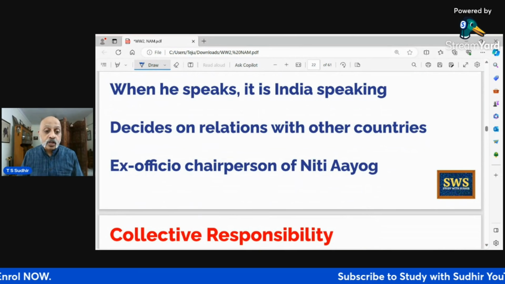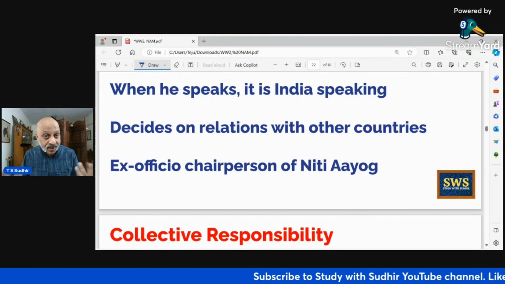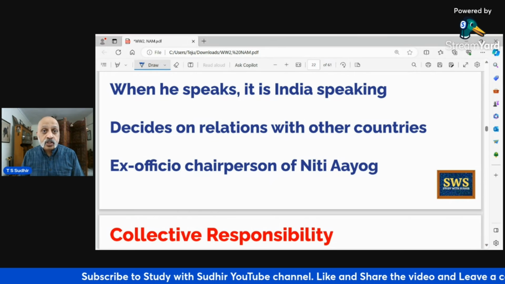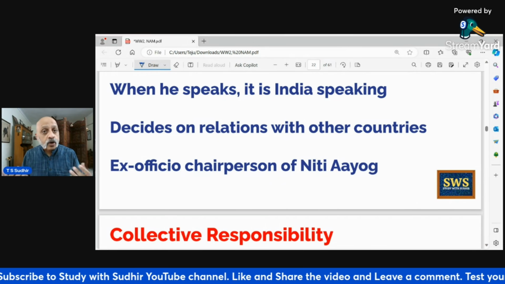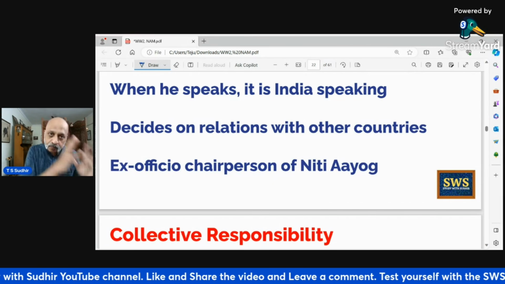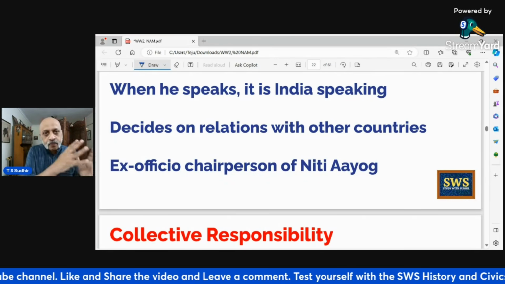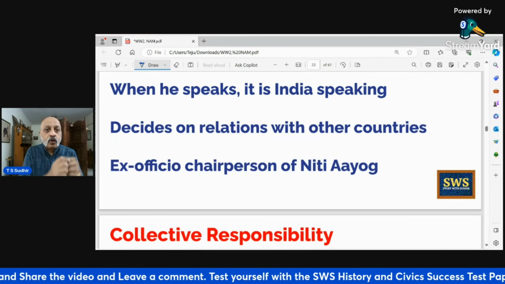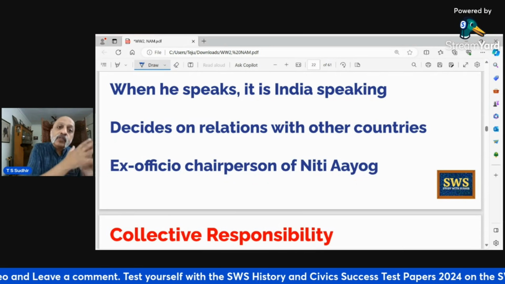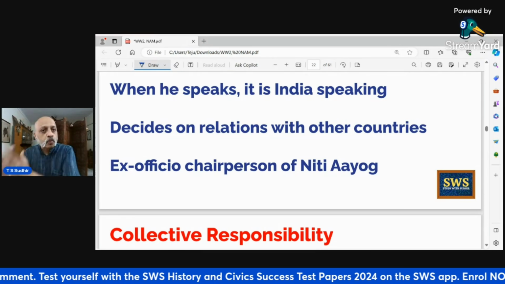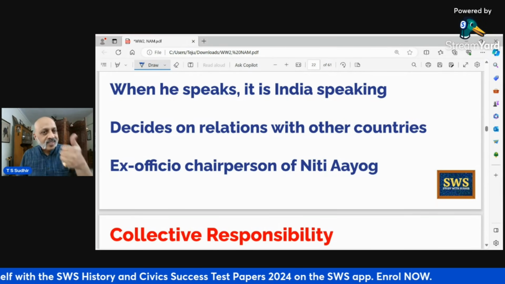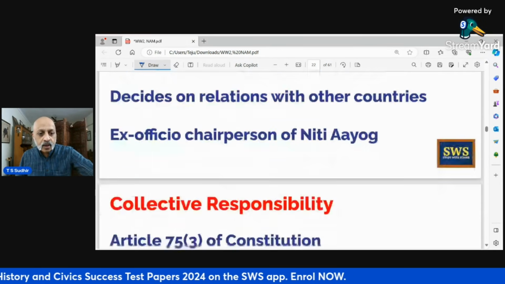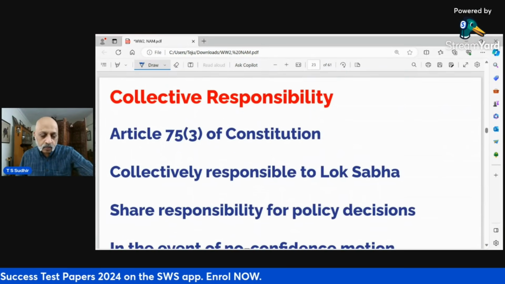He's the ex officio chairperson of the Niti Aayog, which is the planning commission, fantastic body. The Atomic Energy Commission, all these bodies, he's the ex officio chairperson. The prime minister automatically, whoever is the prime minister, that's why ex officio ka matlab wahi hai. As a result of the office of the prime minister, that person also becomes the chairperson of bodies like the Niti Aayog and the Atomic Energy Commission.